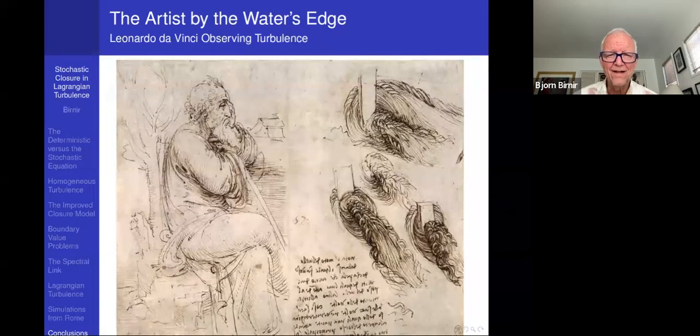And here is the observer, you know, looking at turbulence in the River Arno. Thank you.